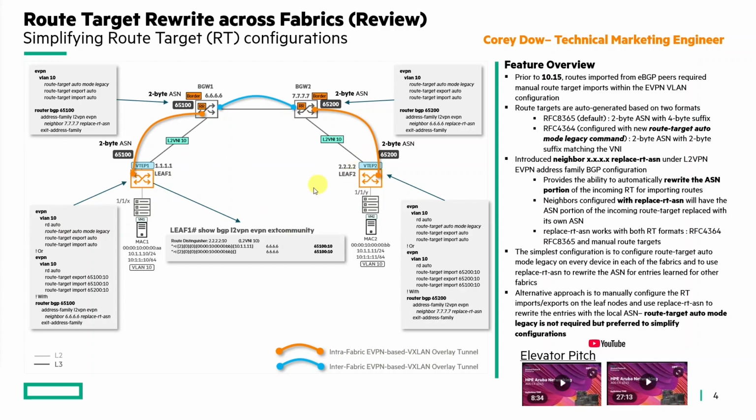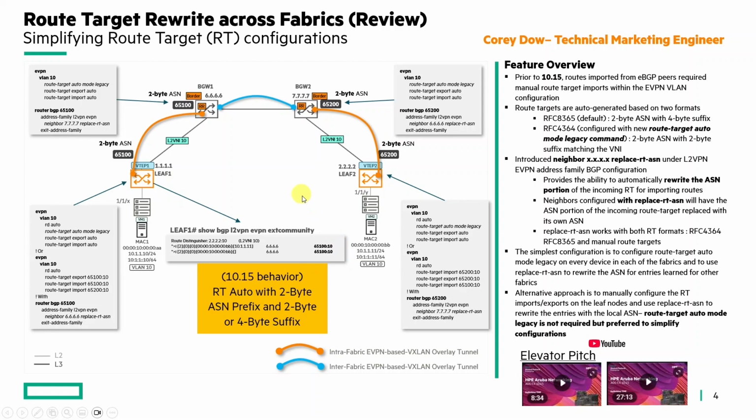We didn't have support for 4-byte ASN, and we'll go into more detail as we move through the presentation, but that's one of the big things that we're adding with the 10.16 update. From additional information, you can see we've got the elevator pitch here, as well as the detailed transfer of information for the original release for 10.15, and I've provided some snapshots below so you can go find that information for review purposes. So again, with 10.15, we supported route target auto with a 2-byte ASN prefix and 2-byte or 4-byte suffixes, and you'll see what that means as we go further throughout the presentation.